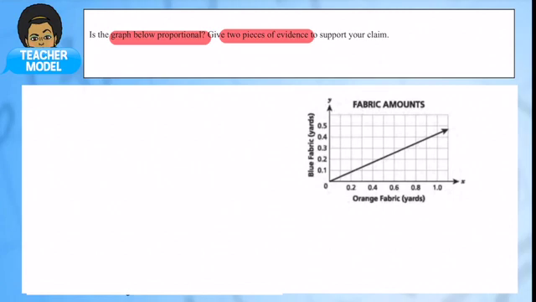So here are some things that I noticed in the graph. One, I can see that the graph shows a straight line. We're talking about fabric amounts, and I noticed that as the amount of orange fabric increases, so does the amount of blue fabric. So here, this one goes up, so does the other. And so we create this line that is also increasing.